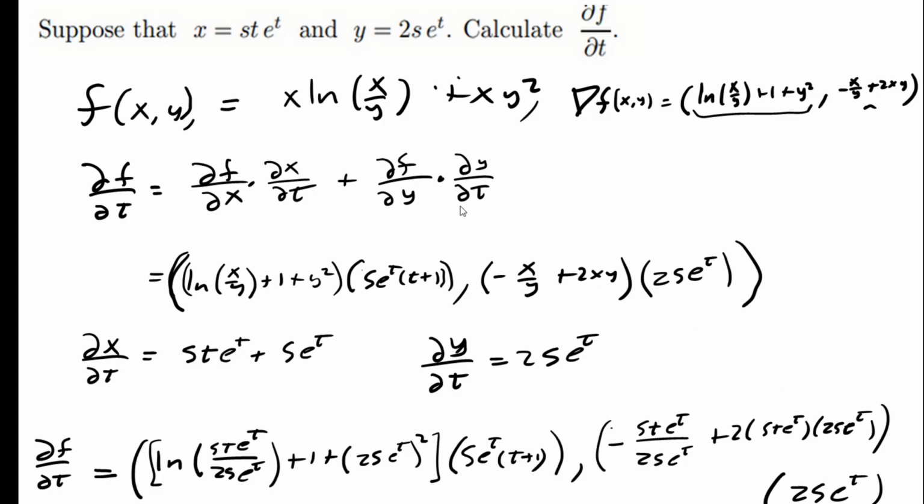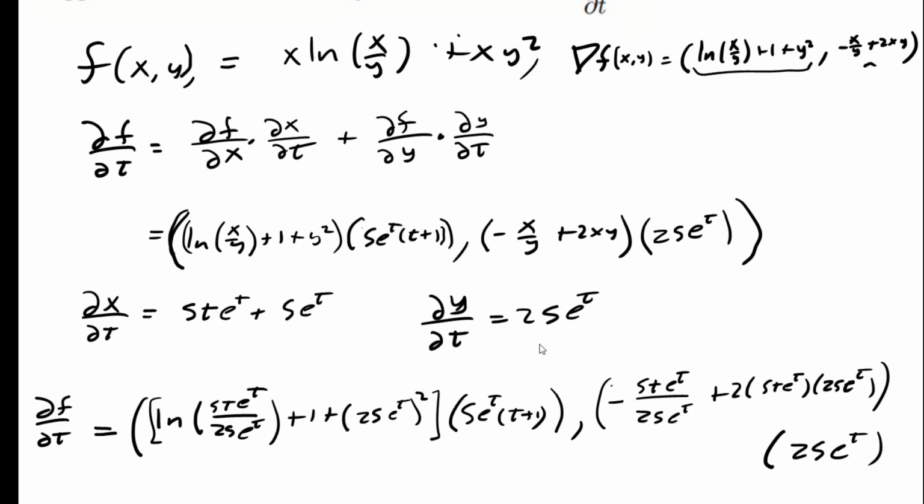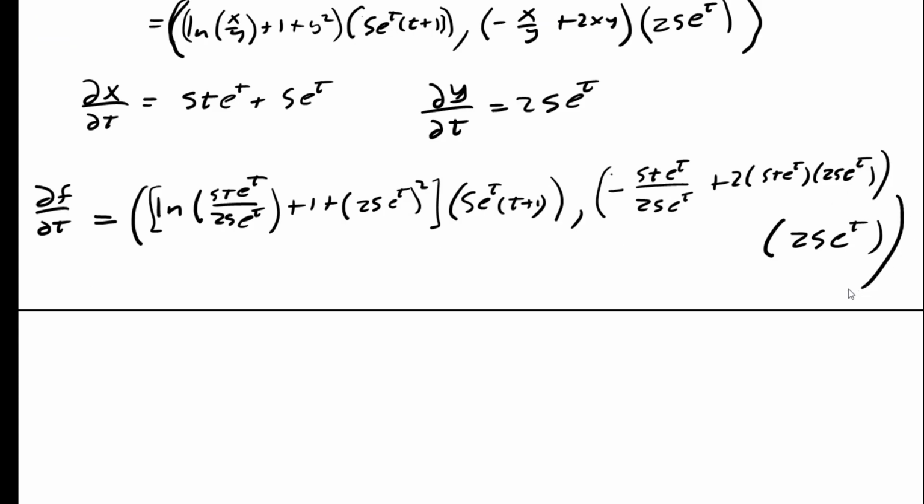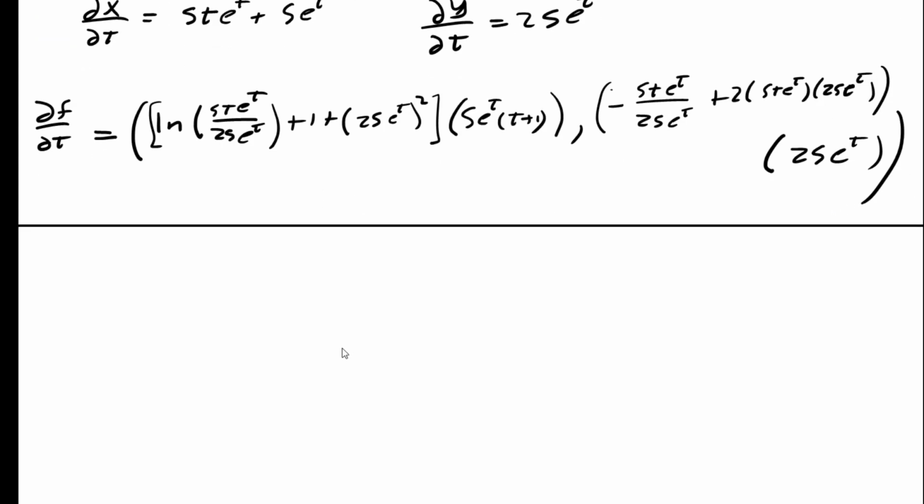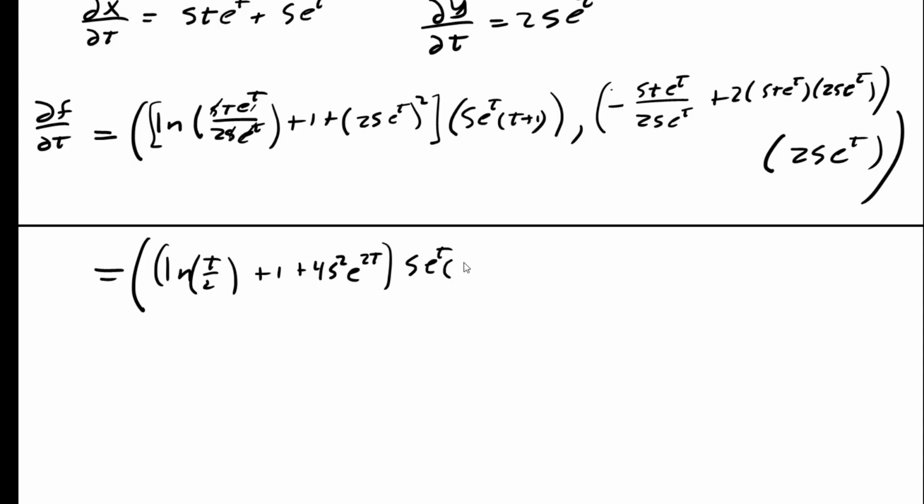Is that right? dy dt, yeah, okay. Okay, so I had to split it into 2 lines, but there we go. So we start canceling stuff, and this becomes ln, see the s cancels, the e to the t cancels, we have 2 over t, or t over 2, plus 1 plus 4 s squared e to the 2t times s e to the t plus 1.